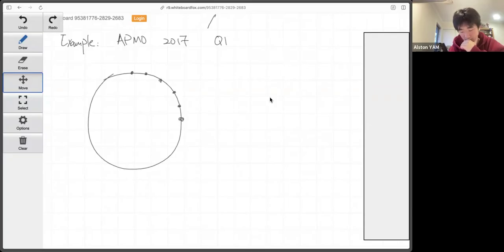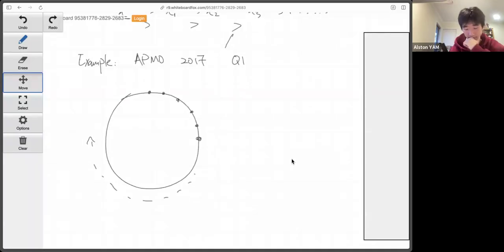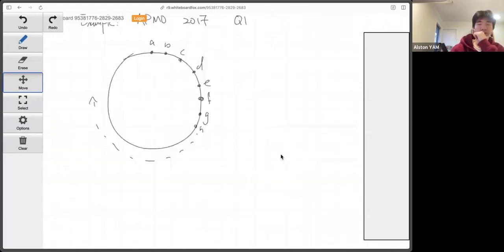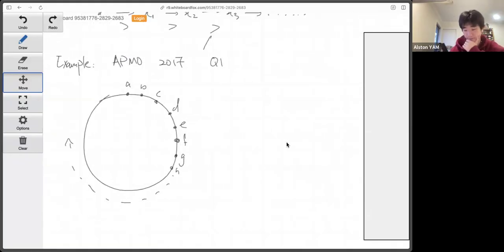So I've got all of these spots all around the circle, and there are 2017 of them. And on each of these spots is an integer. So we call this one A, B, C, D, E, F, G, H, whatever, right? So that goes all around the circle. There are 2017 of them.